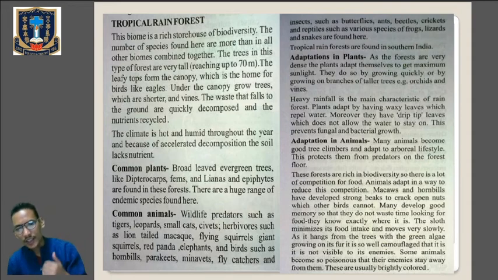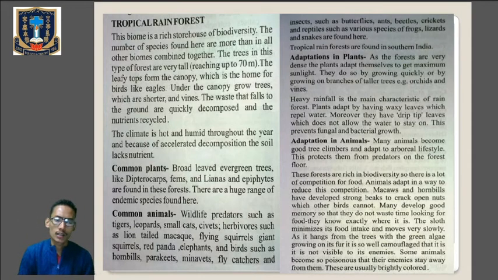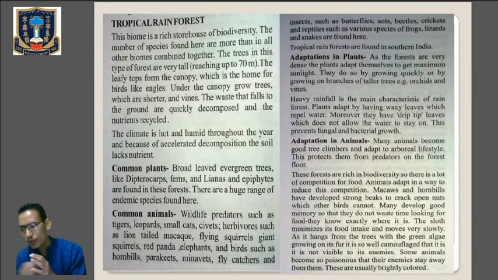So let's see the adaptations of the plants and animals present in the tropical rainforest biome. Tropical rainforests are mainly found in southern India. What are the adaptations seen in the plants? First, the forests are very dense, so plants need to adapt themselves to trap the maximum sunlight, because this biome has tall trees, nearly up to 70 meters, which trap the solar energy. So only a minimum amount of solar energy will fall on the ground or the soil.